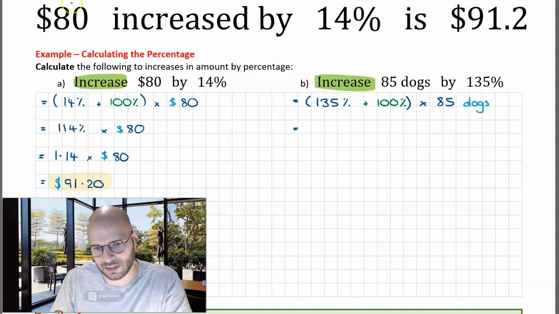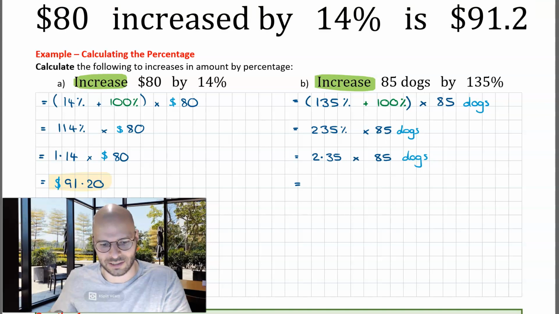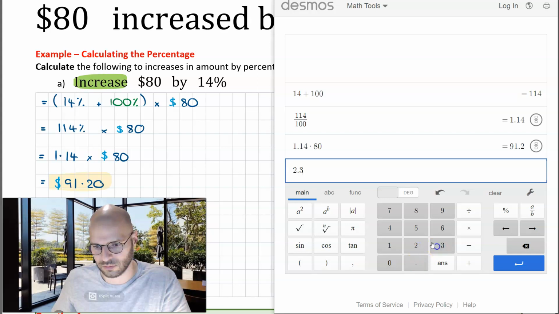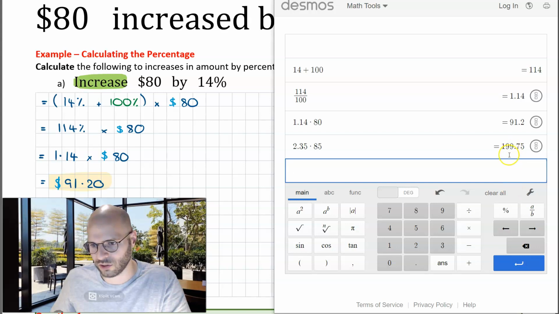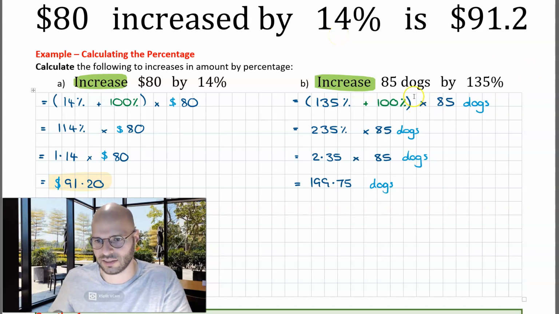Performing this calculation, in the brackets 135 plus 100 is 235% times 85 dogs. Next, I'm going to convert 235 back into a decimal. I know by dividing this by 100, it's 2.35. And finally, here's where I need to employ my calculator one more time. I go 2.35 times 85. This will give me a value of 199.75 dogs.